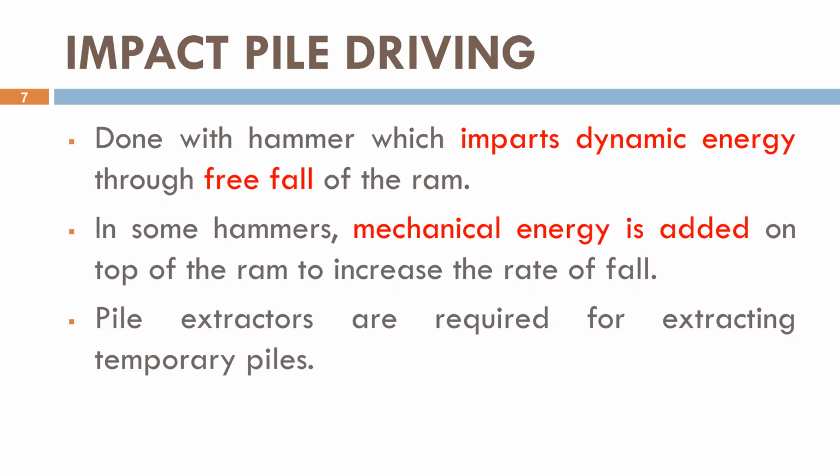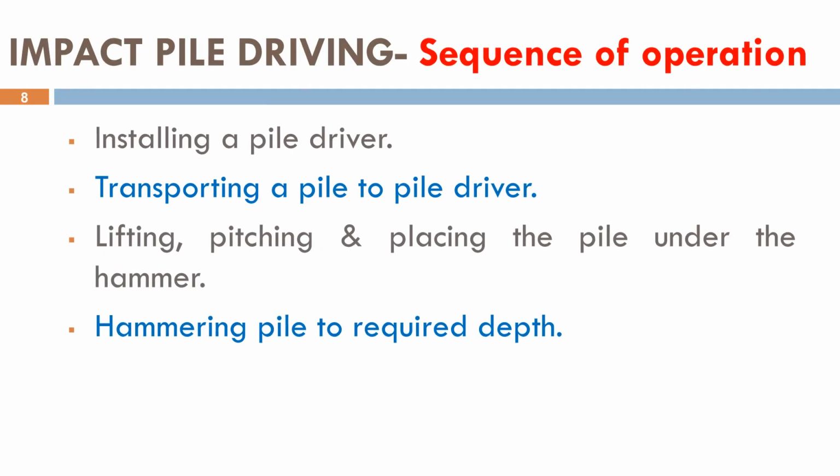Impact pile driving is one of the oldest and most widely used methods of pile installation. A hammer repeatedly strikes the pile head, transferring dynamic energy that drives the pile into the ground. The basic sequence includes installing the pile driver, transporting the pile, lifting and positioning the pile, and driving the pile until the required depth or resistance is achieved. Depending on the equipment, impact hammers may be drop hammers, single-acting hammers, double-acting hammers, or diesel hammers. Although impact driving is efficient, it produces significant noise and vibration, making it unsuitable near sensitive structures.